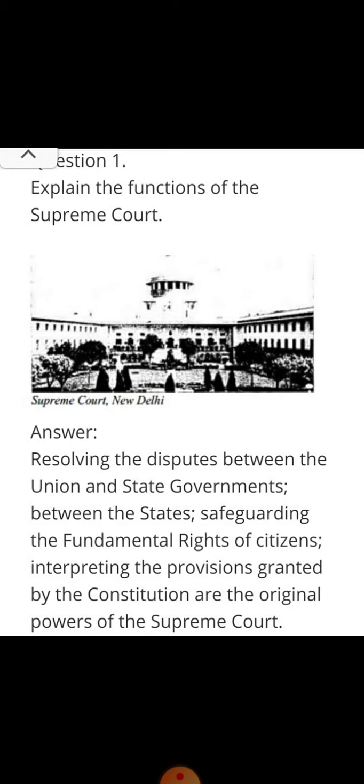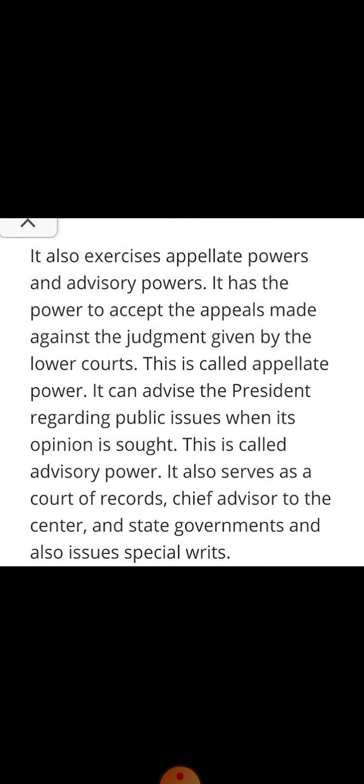Next, we also discussed the functions of the Supreme Court. Here we learned that it resolves disputes between the union and state governments and between the states, safeguards the fundamental rights of the citizens, and interprets the provisions granted by the Constitution. These are the original powers of the Supreme Court. Next, it also exercises appellate powers and advisory powers.